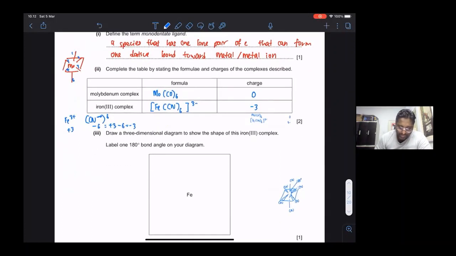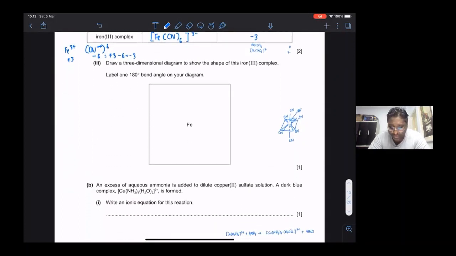Now draw a 3-dimensional diagram to show the shape of this iron(III) complex. Again, you are going to show the octahedral shape because they already mentioned that. So you just need to show something like this. This is going to come out of the piece of paper, so you can show them like this, and you can show the one that is going inside the paper, something like this.